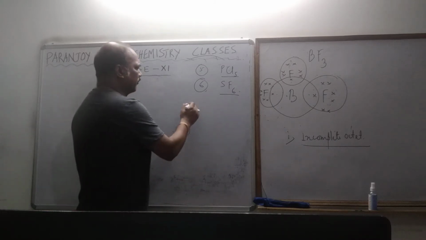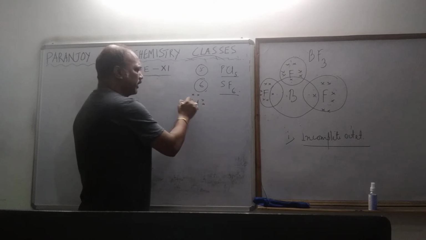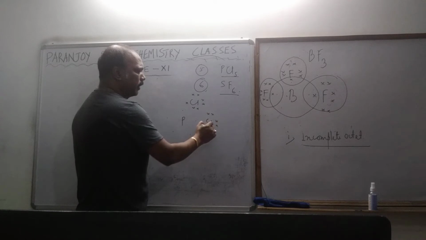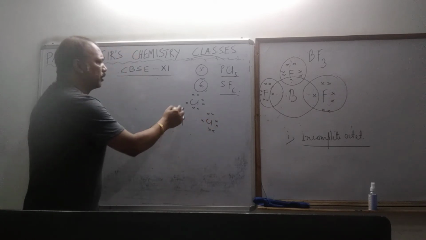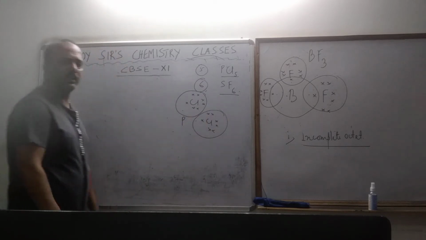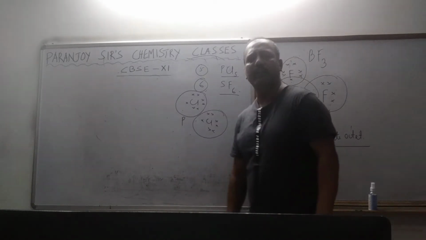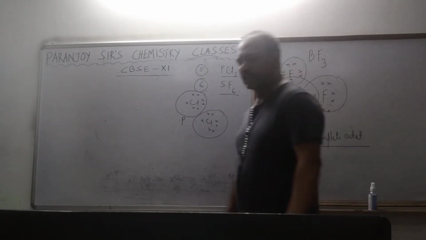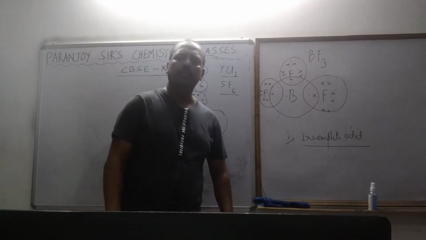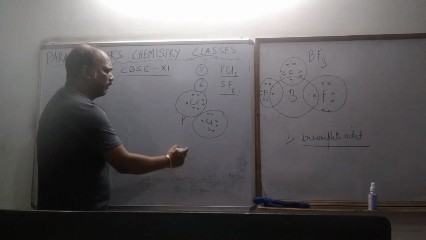So draw 5 chlorines. 1, 2, 3, 4, 5, 6, 7. Again another one. 1, 2, 3, 4, 5, 6, 7, and so on. So each of these chlorines can have 8 electrons undoubtedly. But how many electrons will the phosphorus have? Its own 5 electrons, and 5 chlorines, 1 electron each, that is 5 electrons. Total it will have 10 electrons, right? Yes or not? Total it will have 10 electrons.